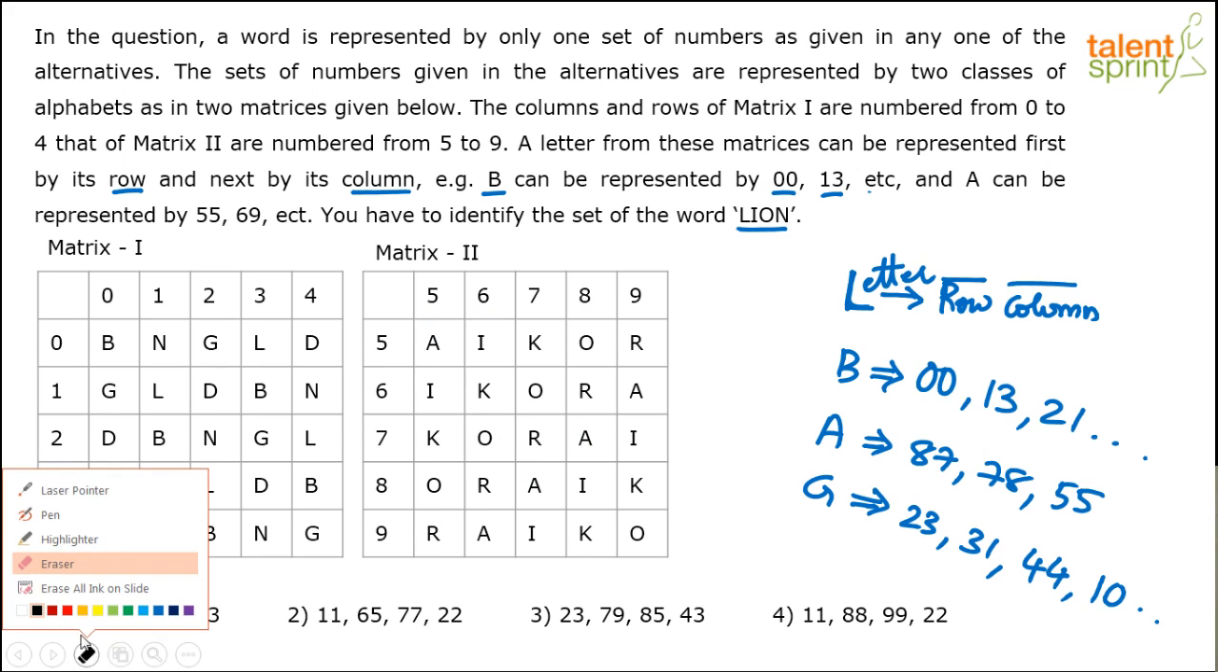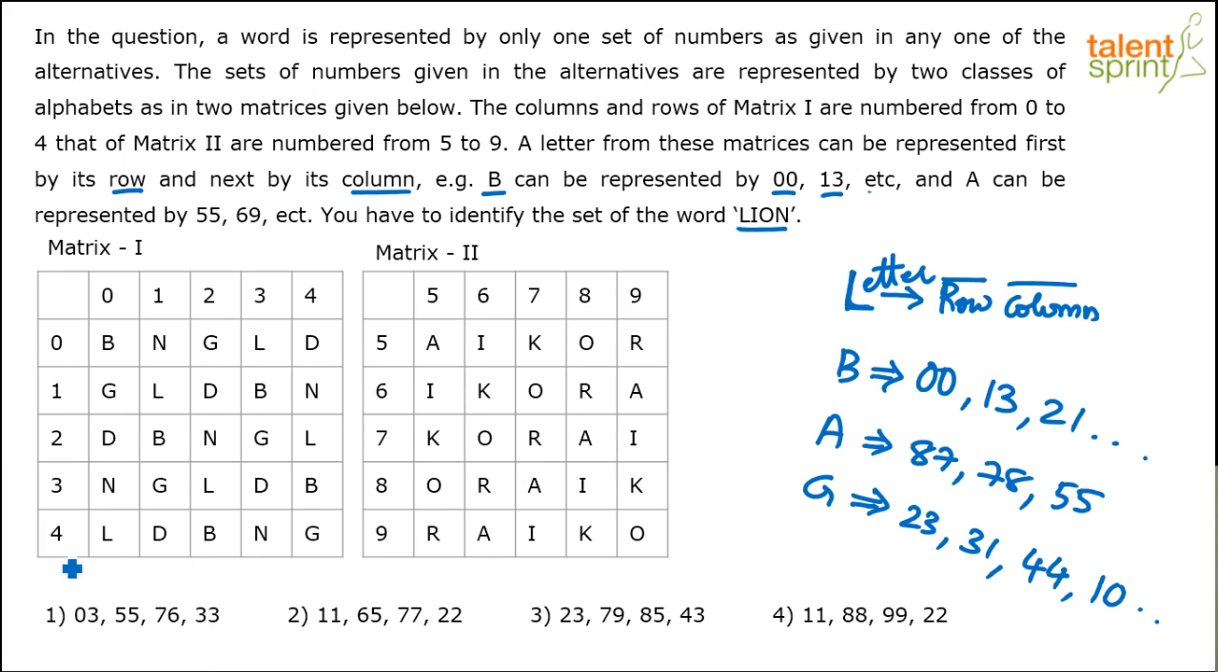Look at L. What are the different ways of taking L? We've got L here, here, here, here, and here. 5 ways, right? So L can be taken as 0,3. L can be taken as 1,1. L can be taken as 2,4. L can be taken as 3,2. L can be taken as 4,0. So 0,3 is possible, it's there. 1,1 is also possible, it's there.